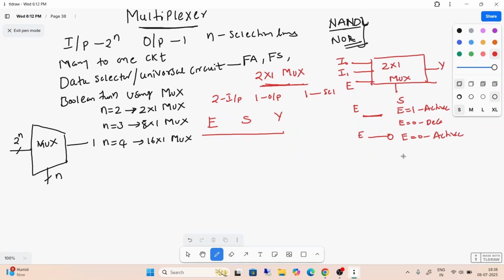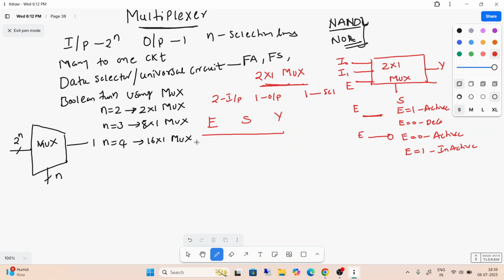Okay, and when E equal to 1, this will be inactive. So this is directly I given. This is nothing but which signal? Active high enable signal.